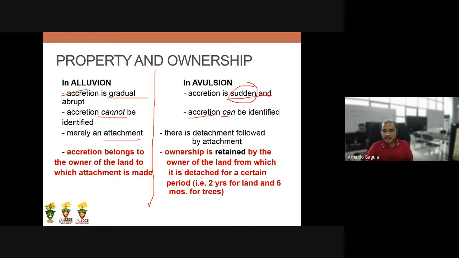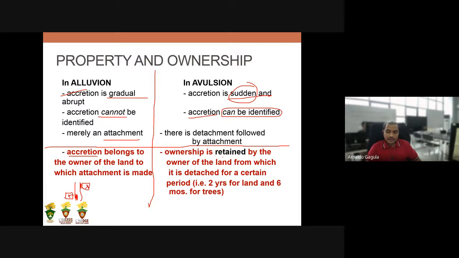And ang avulsion, can be identified. There is a detachment followed by attachment. Kung naanod yung lubi, ang ma-attach is nasa pikas portion. So ang decision niya sa pag-determine sa ownership: pag alluvion, the accretion belongs to the owner of the land to which attachment is made. So kung ang imuhang portion sa land is tapad sa river, tapos nakuhaan imong portion and ni-attach sa pikas, ang makakuha ani karon is kanang owner.